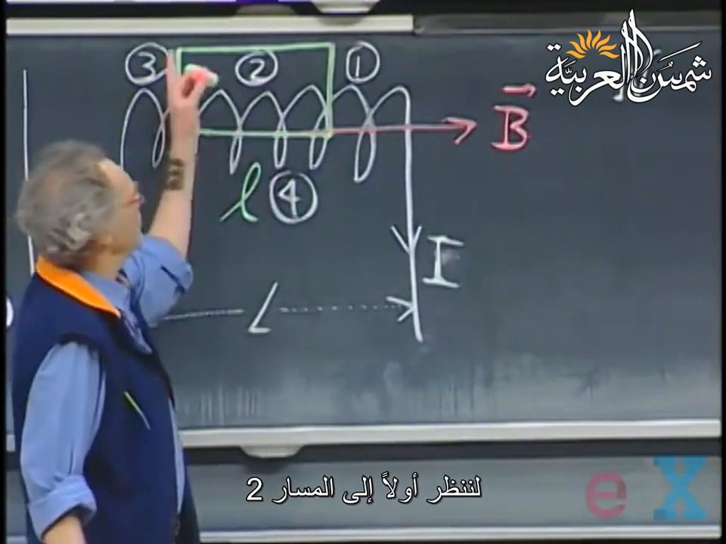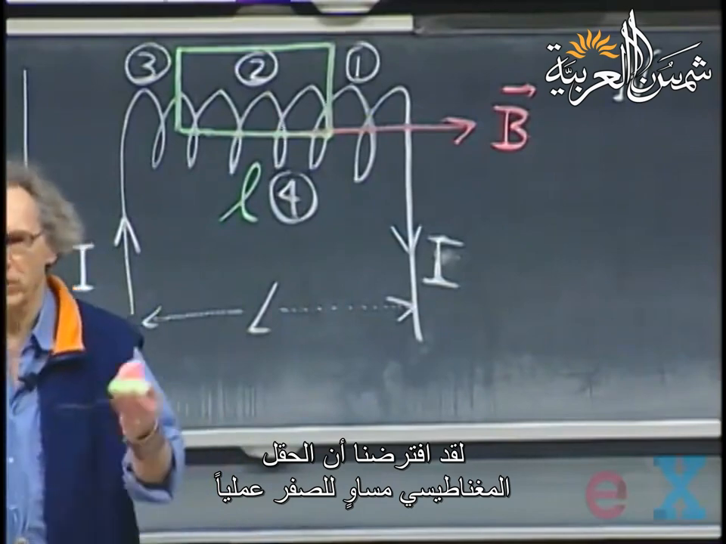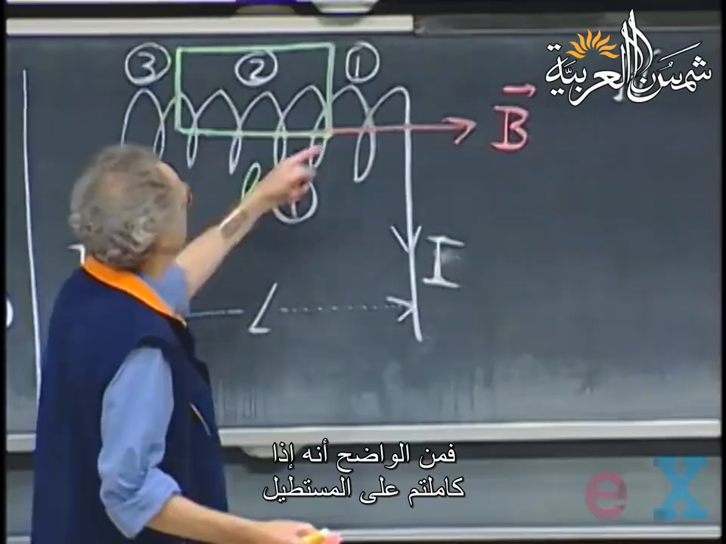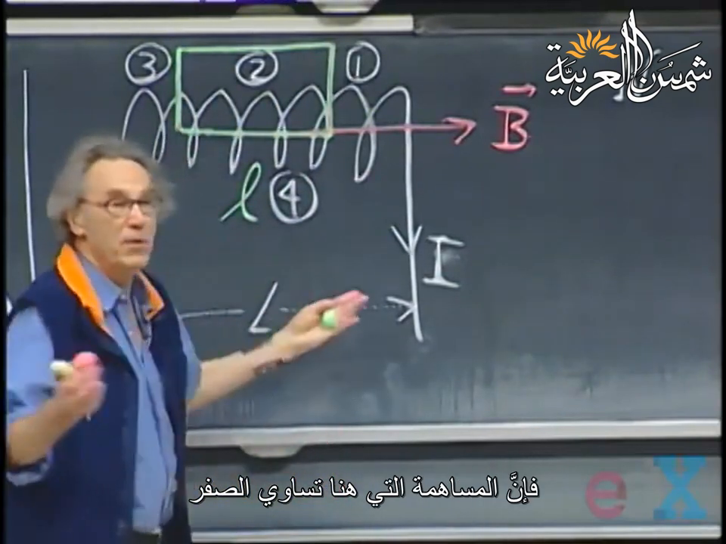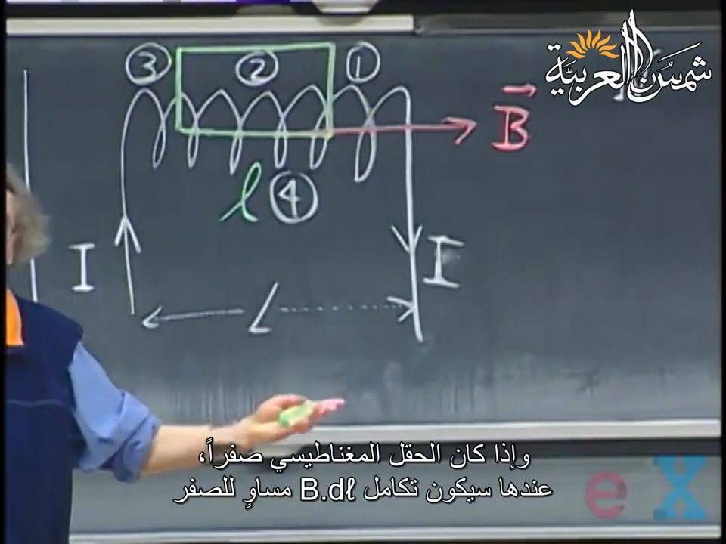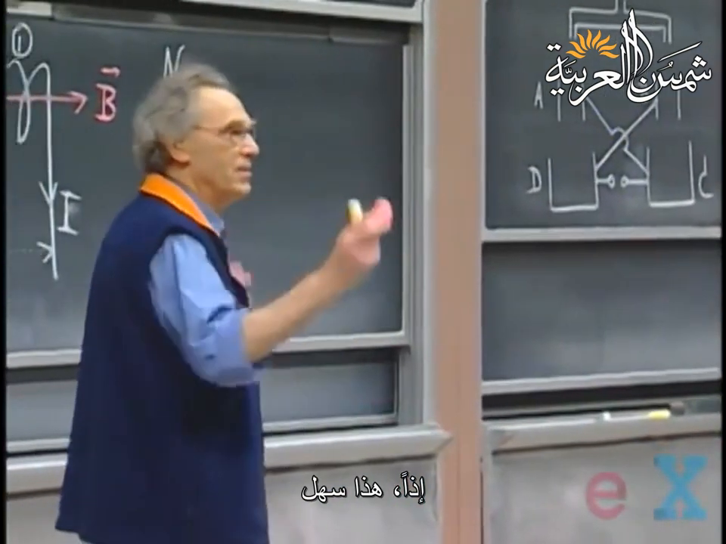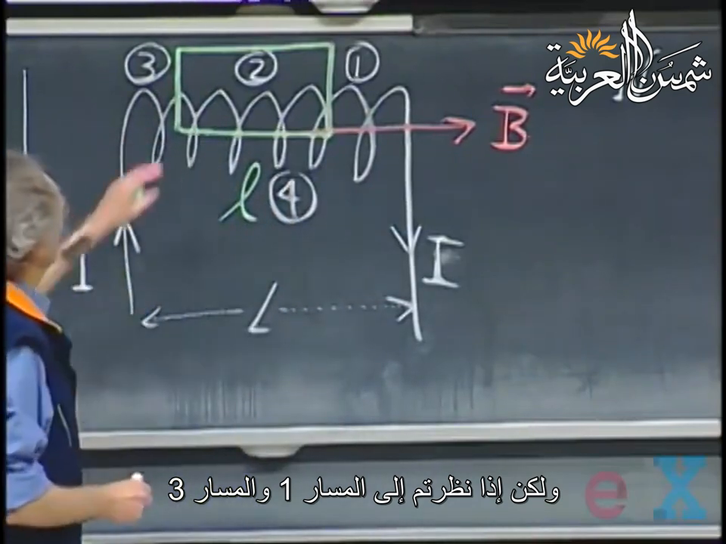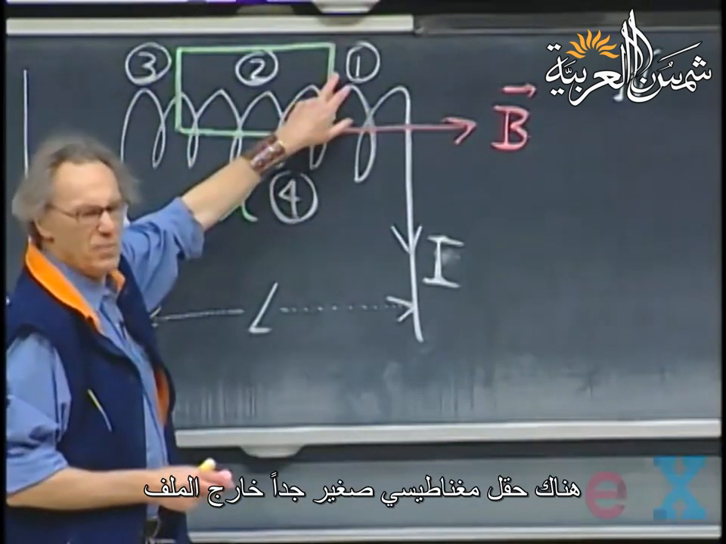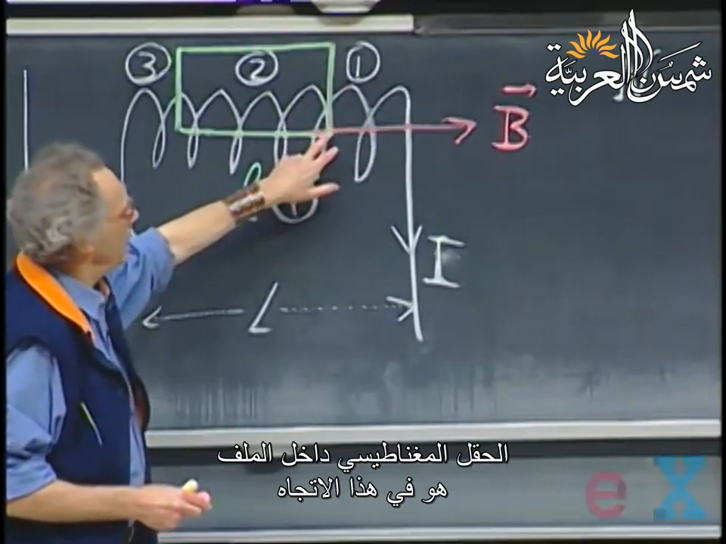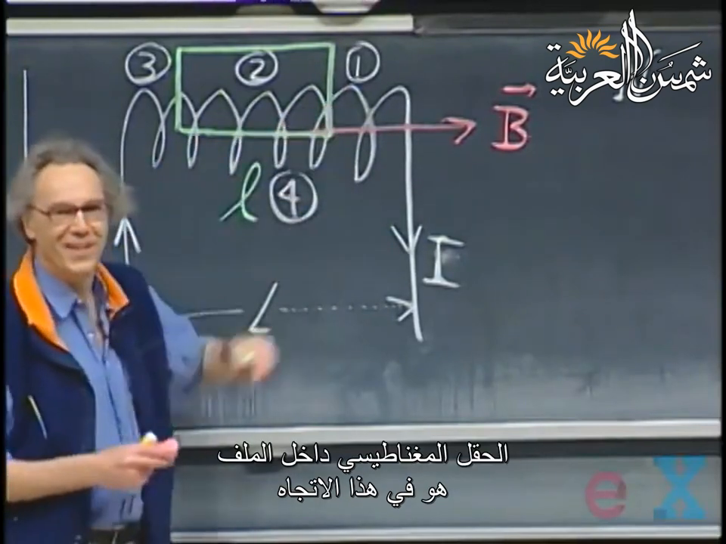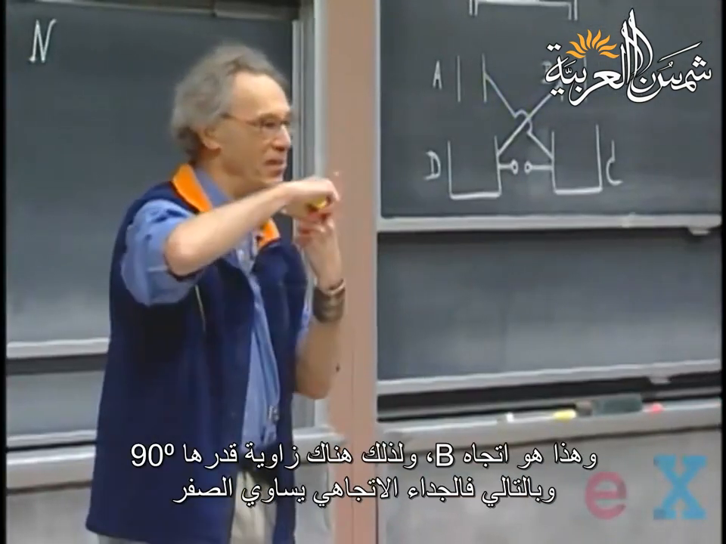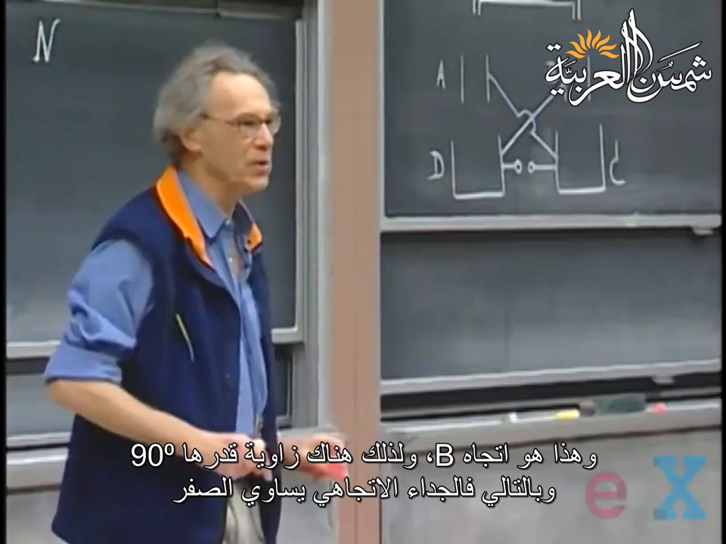Let's first look at number two. We have assumed that the magnetic field is practically zero. So clearly, if you go around the integral, then the contribution here must be zero. If the magnetic field is zero, then the integral B dot dl is zero. So that's easy. But if you look at 1 and 3, there is a very small magnetic field outside. The magnetic field inside is in this direction. But dl is like this if I march like that, and B is like this, so they have a 90-degree angle, and so the dot product is zero.